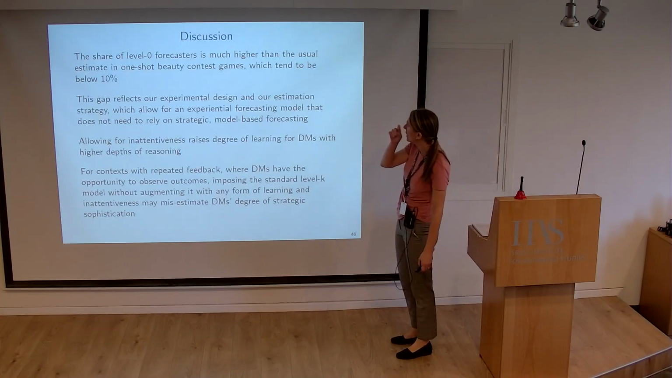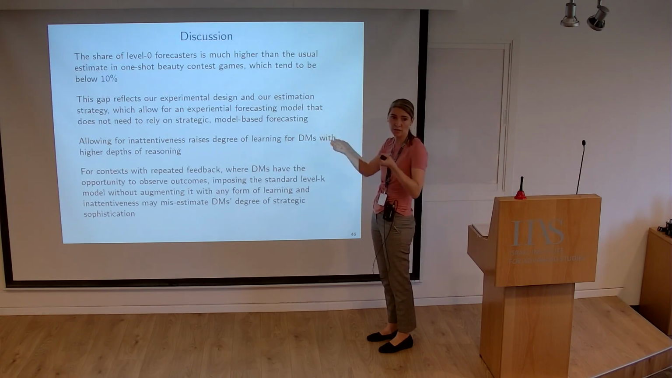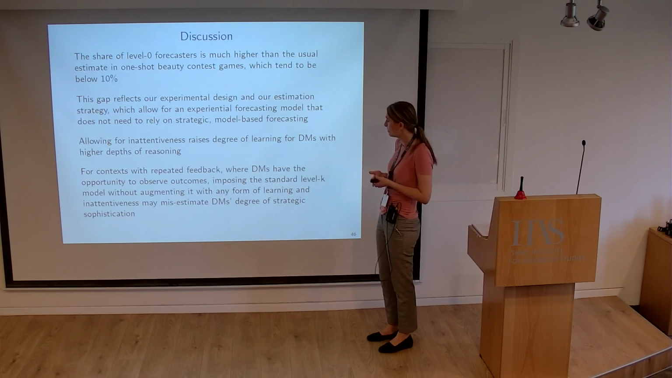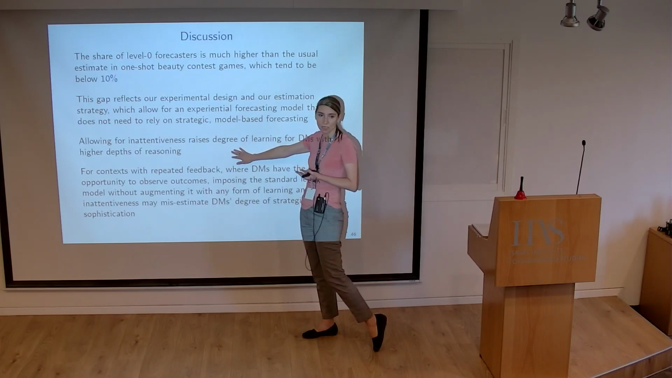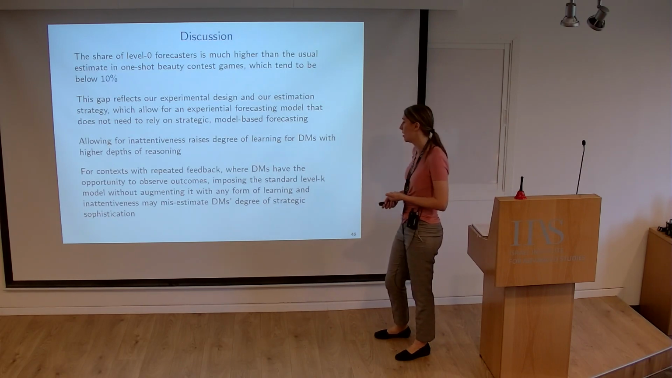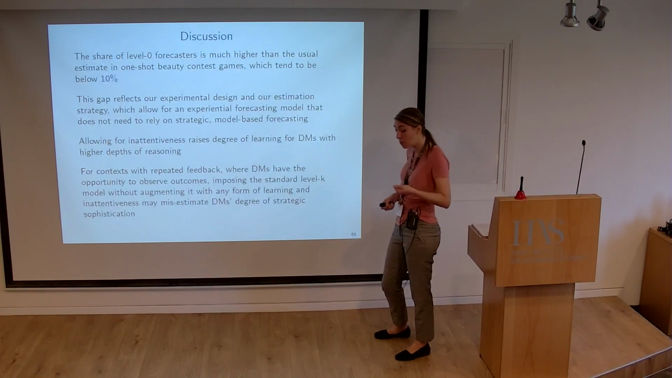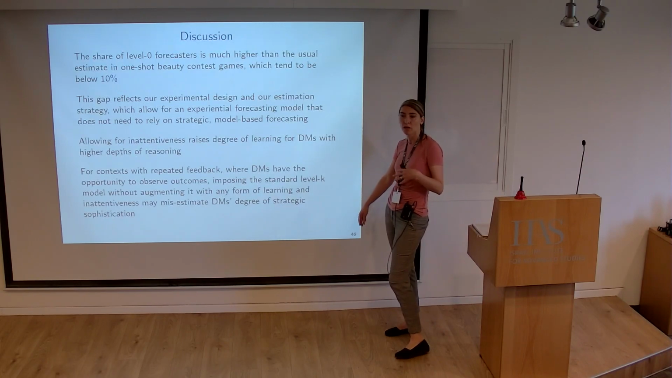Okay, so the share of level 0 forecasters in this experiment is much, much higher than what's usually estimated in the one-shot games. And this gap reflects the experimental design, the fact that we allow people to have these two ways of responding to the task, and also the modeling strategy, that we allow for models of experiential forecasting in which people don't need to rely on strategic model-based reasoning. And that significantly reduces the degree of strategic sophistication. Also, allowing for inattentiveness significantly helps fitting the data. So for contexts with repeated feedback, like in macro, where decision makers have the opportunity to observe and learn from outcomes, and where they have to monitor market conditions or the state continuously, then imposing the standard level K model without augmenting it with some form of inattention and some form of learning might actually lead us to overstate the degree of strategic sophistication in the data.